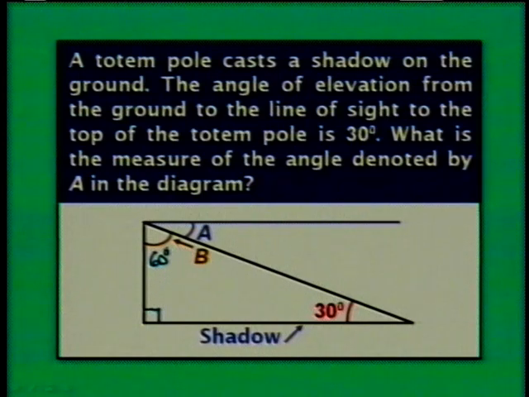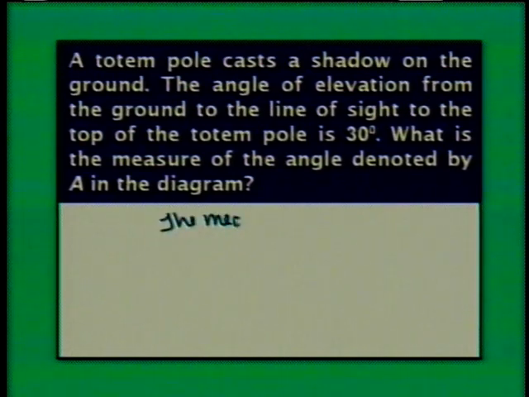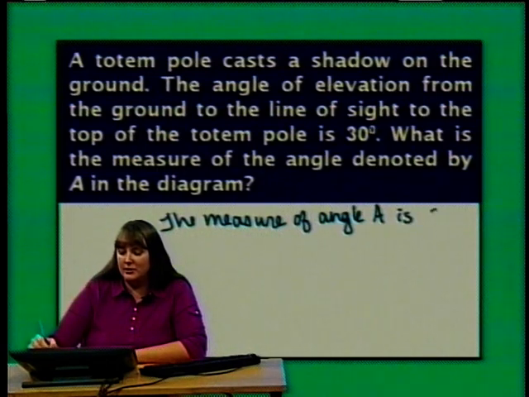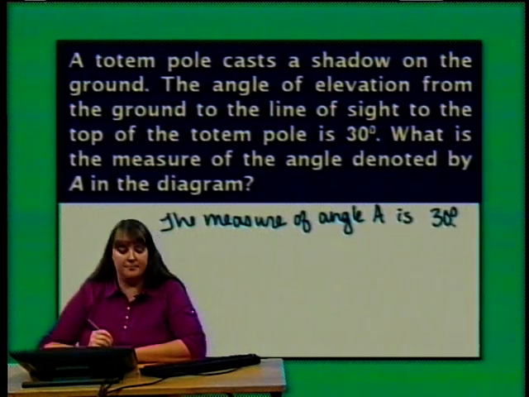The next thing I need to note here then is I have another right angle in this diagram. A and B are complementary angles. Well, since we just found that B had to be 60 degrees, then the measure of angle A is going to have to be 30 degrees. There we have our complementary angles forming 90 degrees, forming a right angle. So the measure of angle A is 30 degrees.